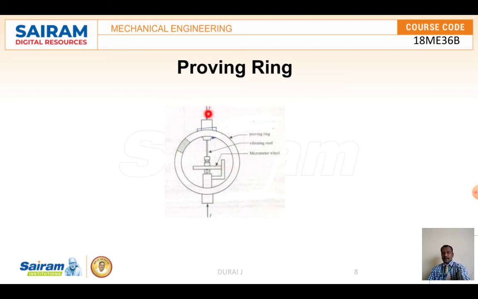Whatever force is acting over the proving ring, once the force is applied, the vibratory reader will move over here, and the connected micrometer wheel also deflects. Where it stops, the micrometer shows the reading, the micrometer reading, which we can note down. From that we will know whatever force is acting.